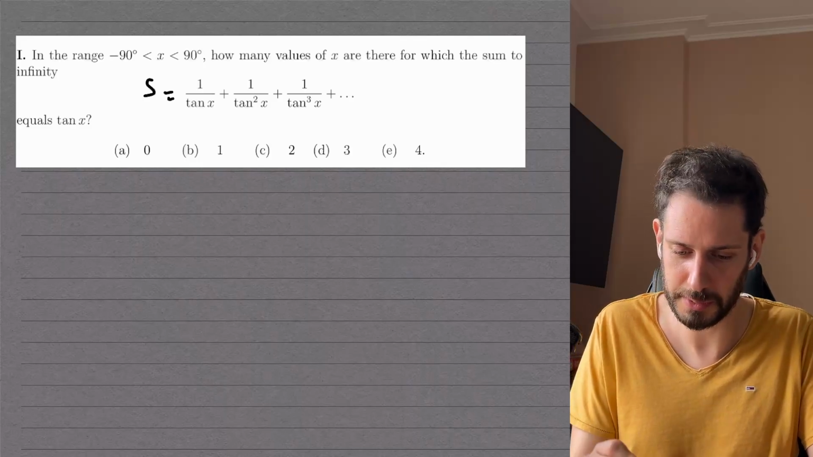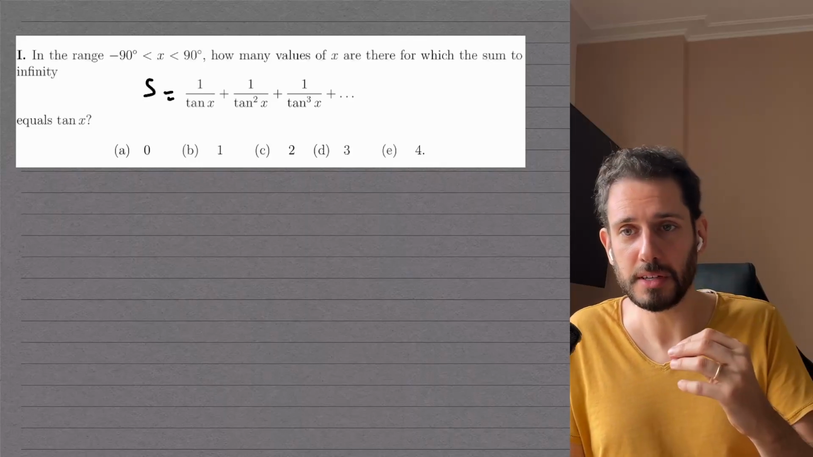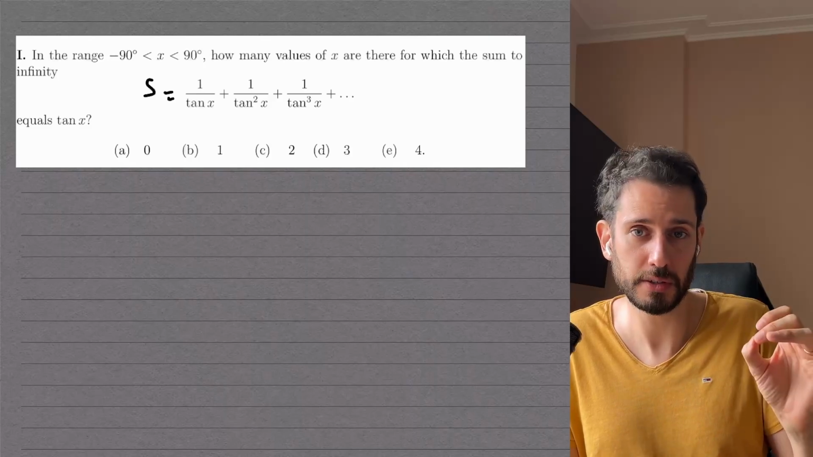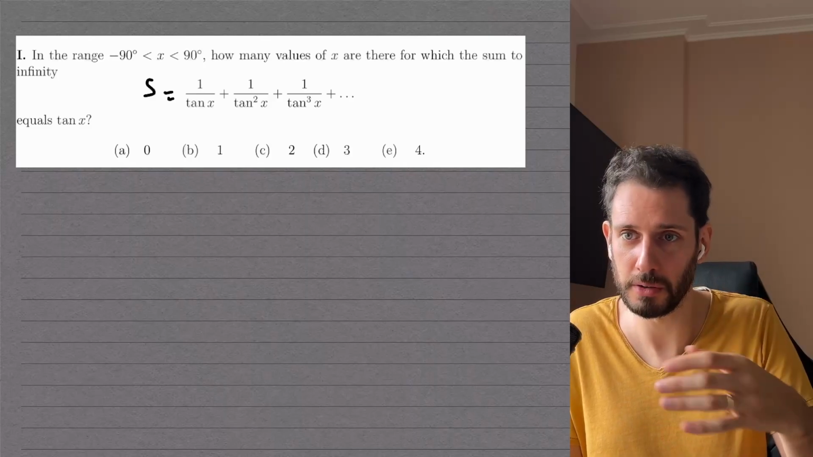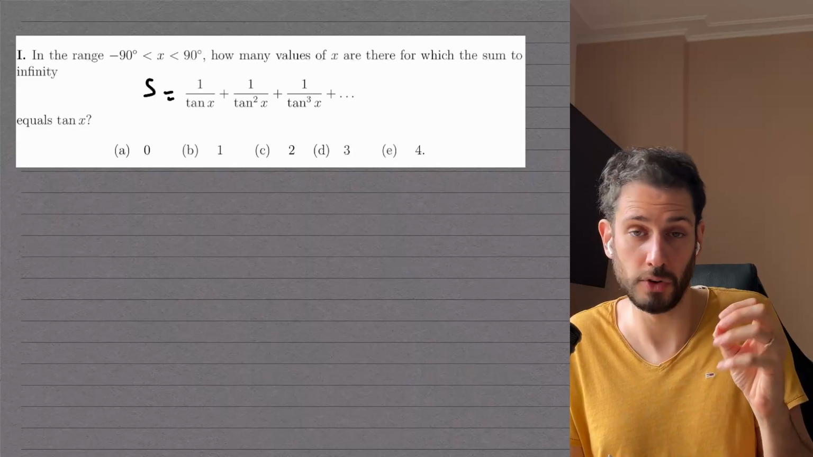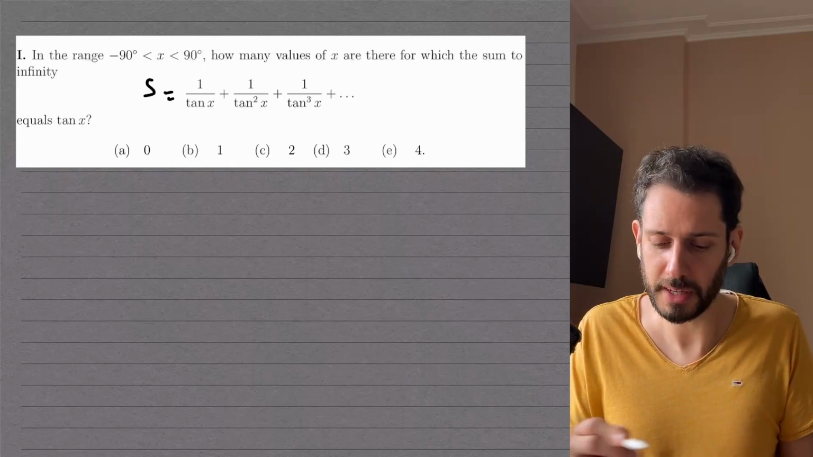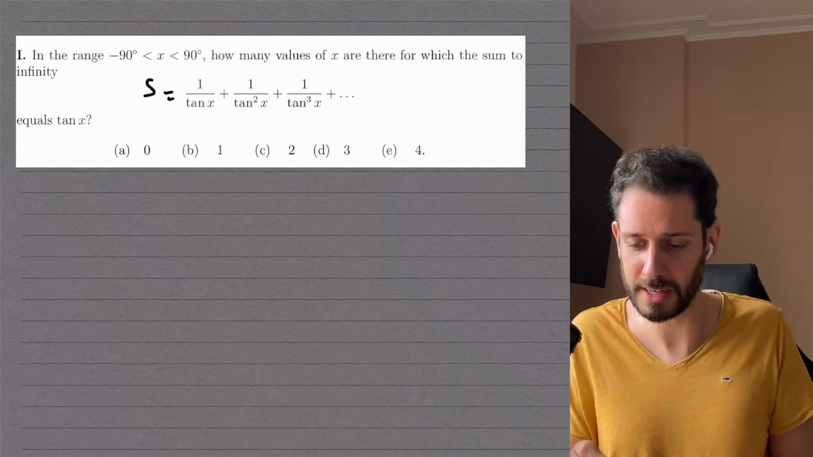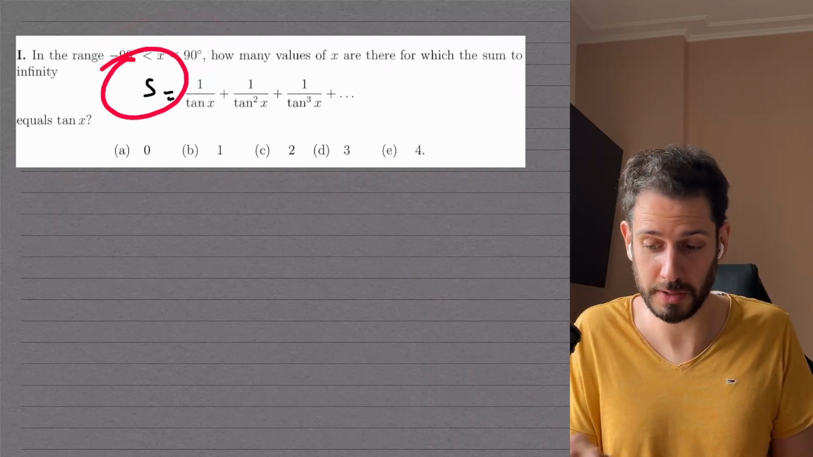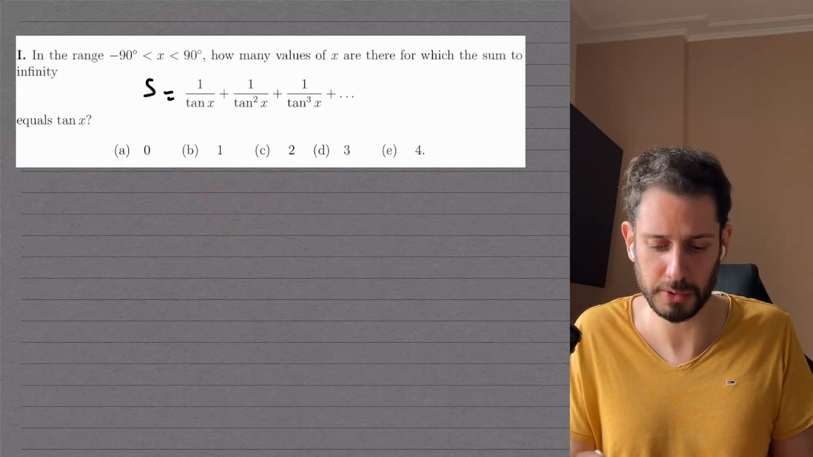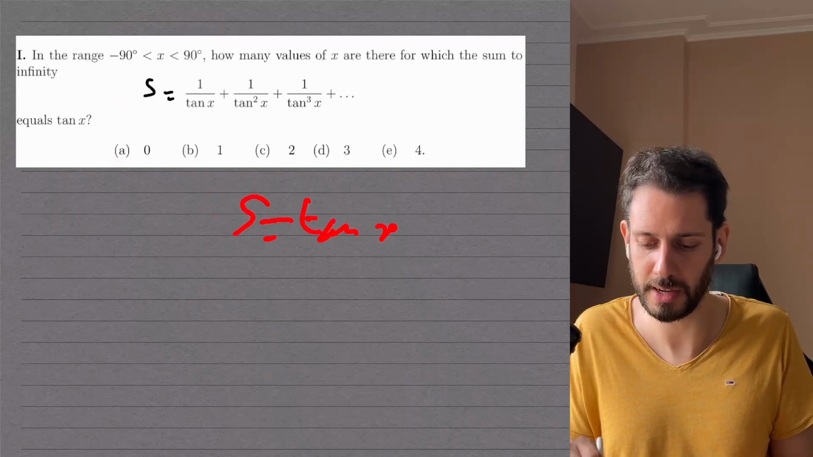Okay, so let's start with this. For the MAT, what you have to do is quickly detect what are the elements from the A-levels curriculum, or whatever country you're in, that will be useful. So here, they give you a range for x between minus 90 degrees and 90 degrees. How many values of x are there for which the sum to infinity equals 10x? I call this S, so you want to solve basically S equals 10x and find the solutions.